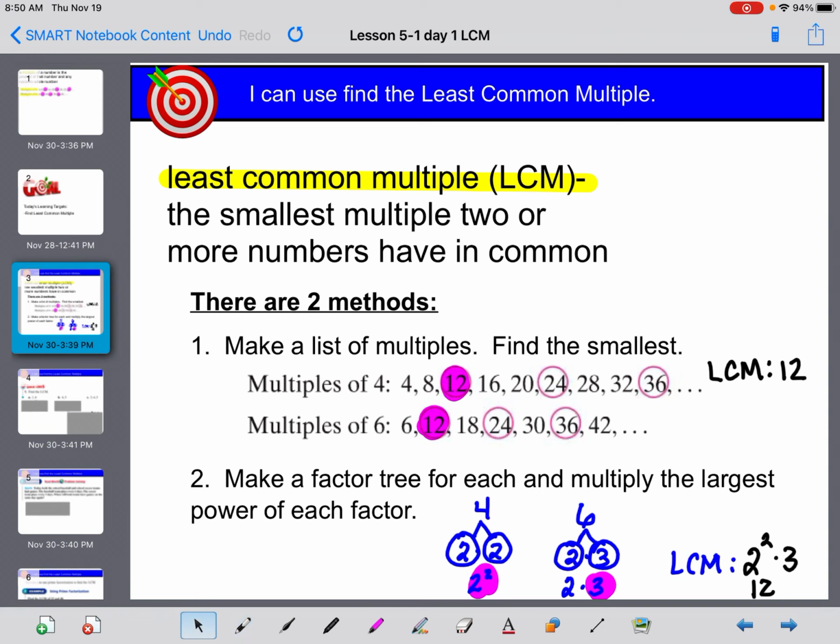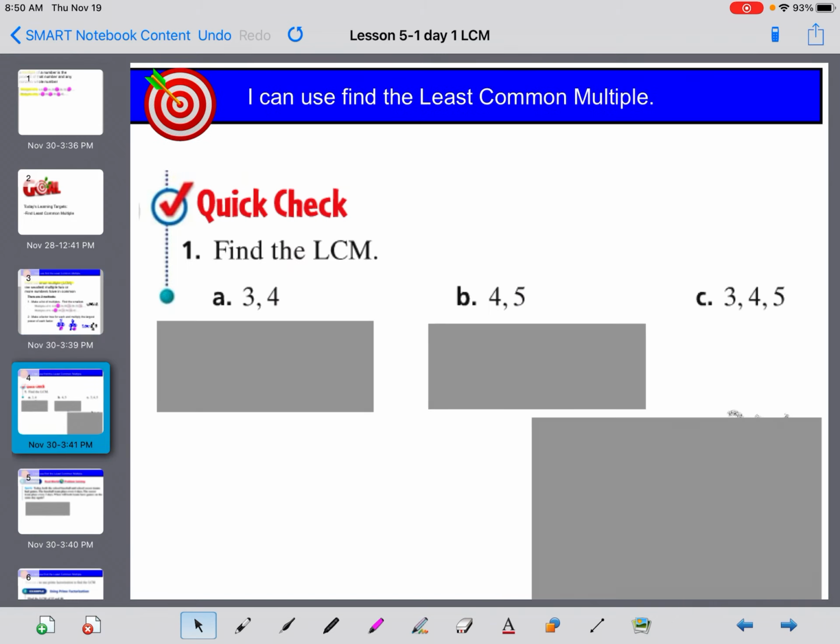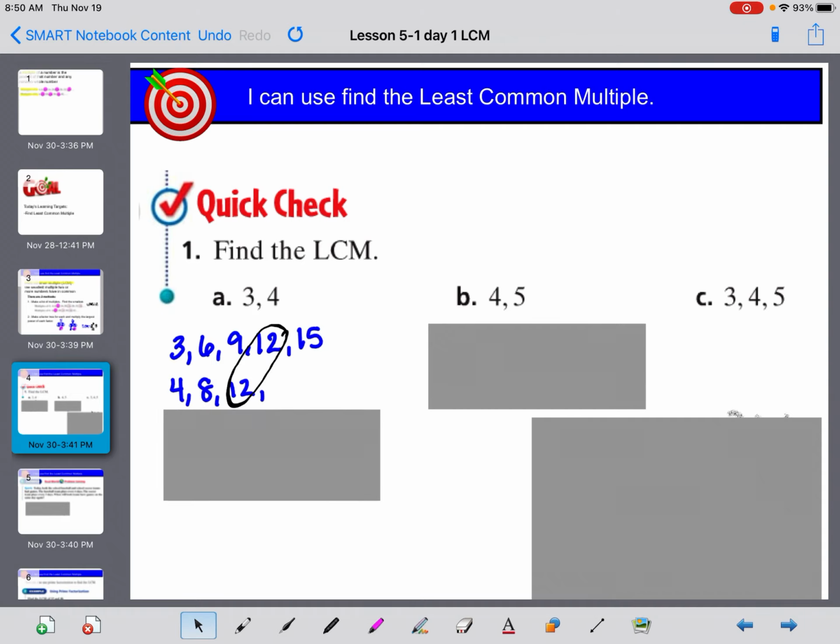Let's practice first making a list of multiples, and then we'll try the other method. So finding the least common multiple of 3 and 4. The list of multiples for 3 are 3, 6, 9, 12, and 15. The multiples for 4 are 4, 8, and 12. The least common multiple, when I look at the two lists of numbers, is 12.